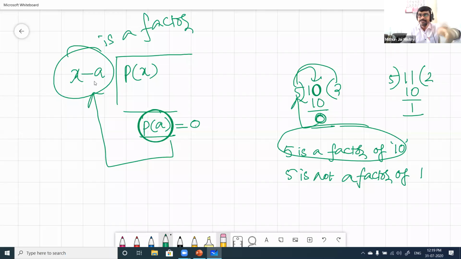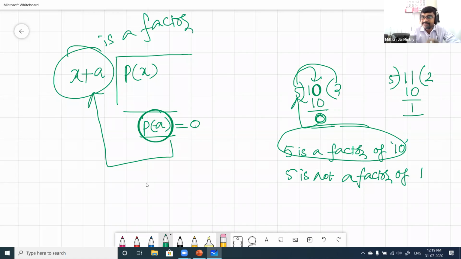This is the reverse of that. There we said that if p of x is divided by x minus a, then the remainder is p of a. Here I am telling that if p of a is equal to 0, then x minus a is a factor. X minus a is a factor. If we divide this with x plus a, then here p of minus a will be 0. P of minus a will be 0.